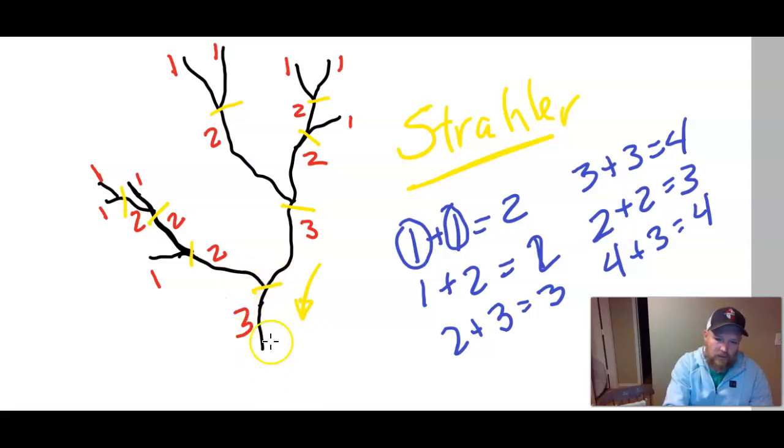So basically all you're doing is, if the numbers are the same, go up one. If the numbers are different, then keep the higher number. All you do is find the confluences and then work down the river. So that's the Strahler method. That's the way we figure out stream orders.